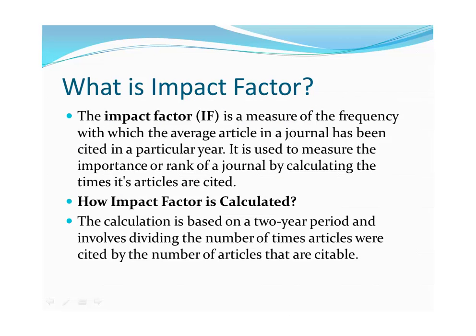Before I get into the different resources you can use to help you figure out where to publish, I wanted to briefly go over the impact factor. The impact factor is a measure of the frequency with which the average article in a journal has been cited in a year, and it is calculated based on a 2-year period. It divides the number of times articles were cited by the number of articles that are citable. The impact factor is probably the most well-known journal analysis tool, but the impact factor is not always the best way to determine where you should publish.